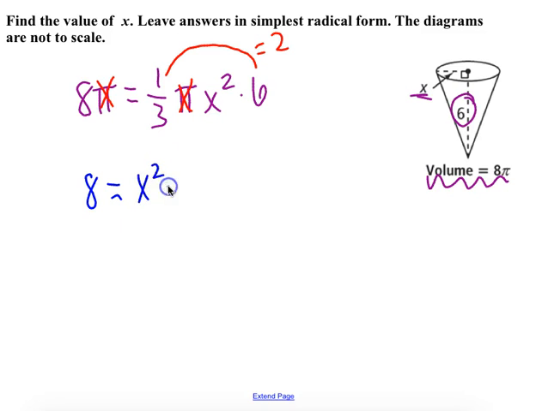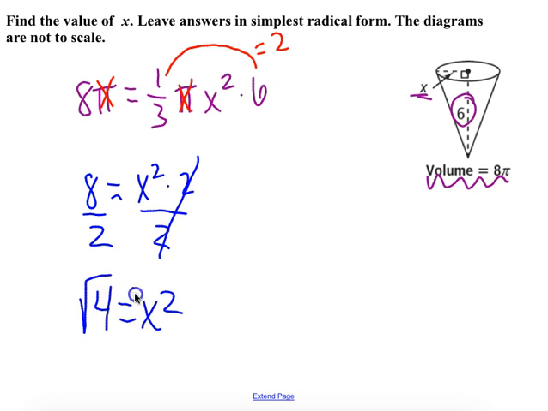x squared times 2. Now how am I going to get x squared by itself? Just divide by 2, divide by 2. 4 equals x squared. Take the square root. x equals 2. That wasn't too bad, hopefully.